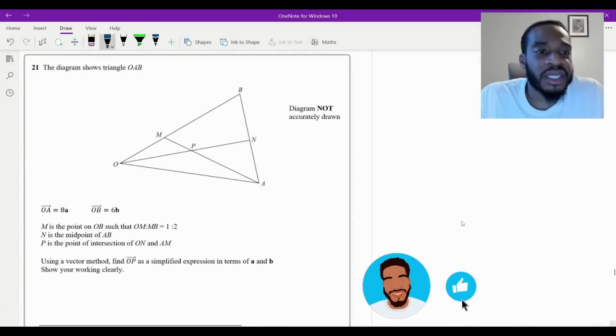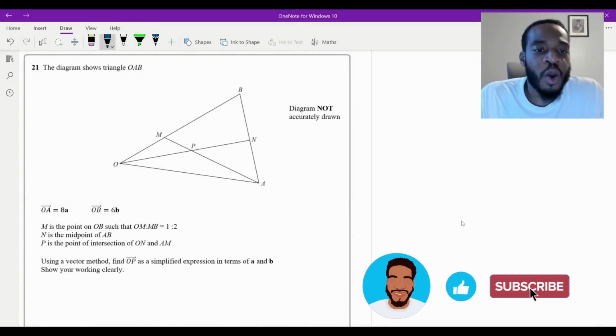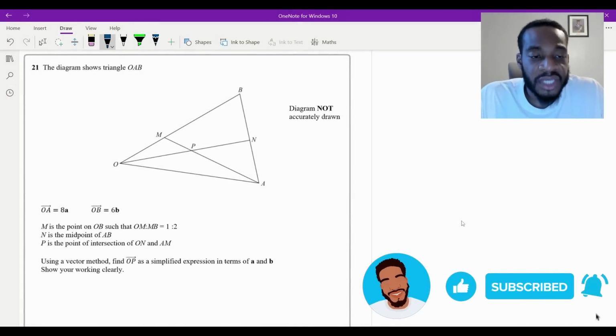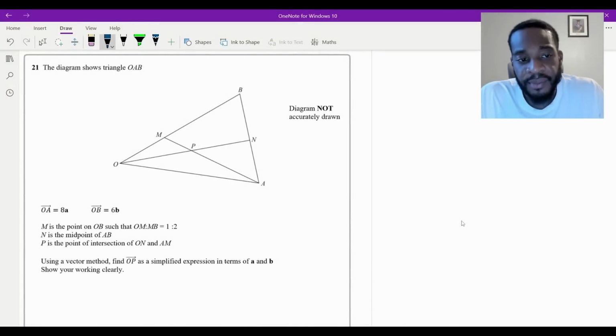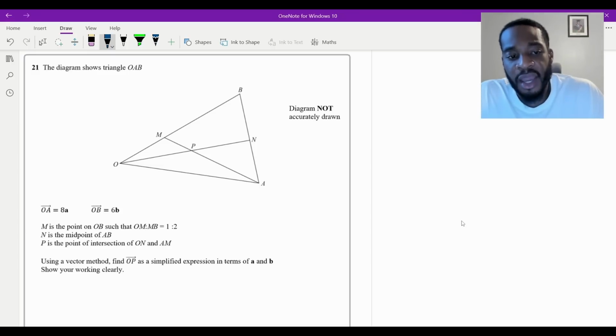Okay, so question 21 says the diagram shows the triangle OAB. O to A is equal to 8A, O to B is equal to 6B. M is the point on OB such that O to M and M to B is in the ratio 1 to 2. N is the midpoint of AB. P is the point of intersection of ON and AM. Using a vector method, find the vector O to P as a simplified expression in terms of A and B, showing your working clearly. This is a 5 marker.